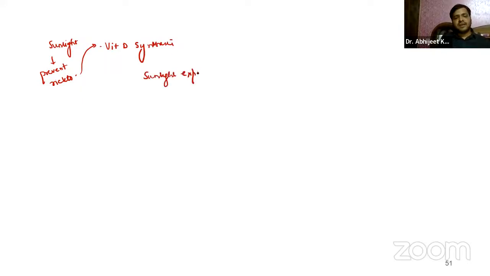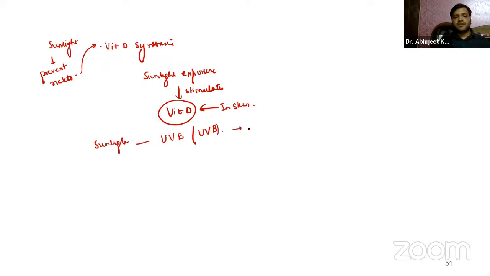Now, vitamin D synthesis. Sunlight helps in preventing rickets through the following mechanism, and that mechanism is vitamin D synthesis. Now, what happens? Sunlight exposure, guys, stimulates production of vitamin D in the skin. You already know ultraviolet B, or UVB radiation, from sunlight will convert 7-dehydrocholesterol, which is present in the skin, to form vitamin D3.